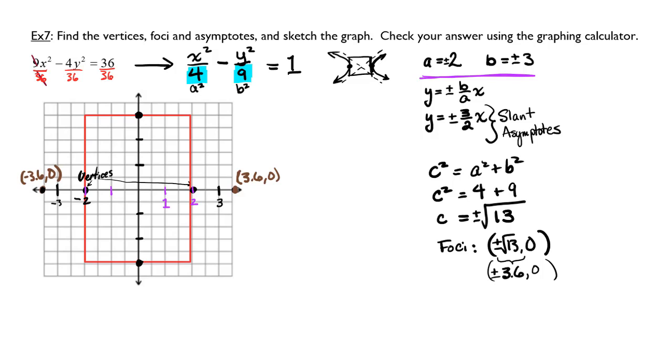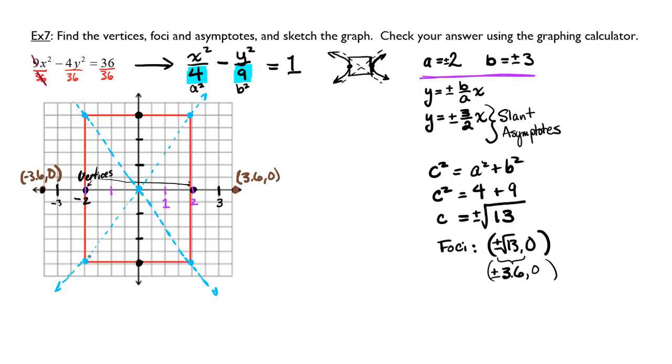I can connect using a dotted line. This will be my positive slant asymptote going from corner of central box to corner diagonally. And then the other one will go the other direction. It will have a negative slope. They're both going through the origin. So it's easy to just connect these dots.